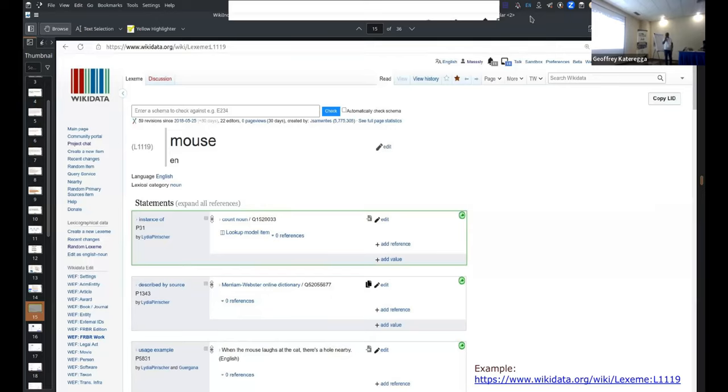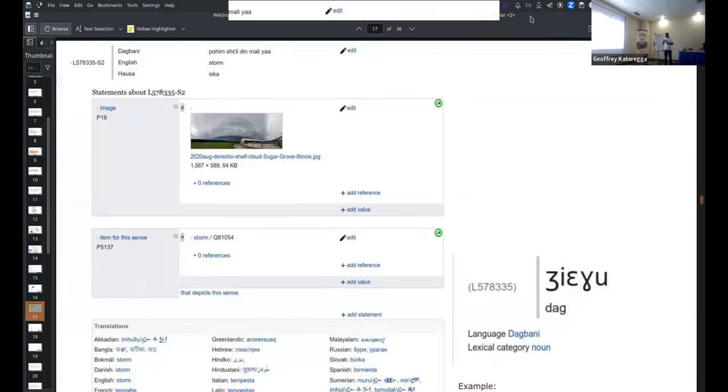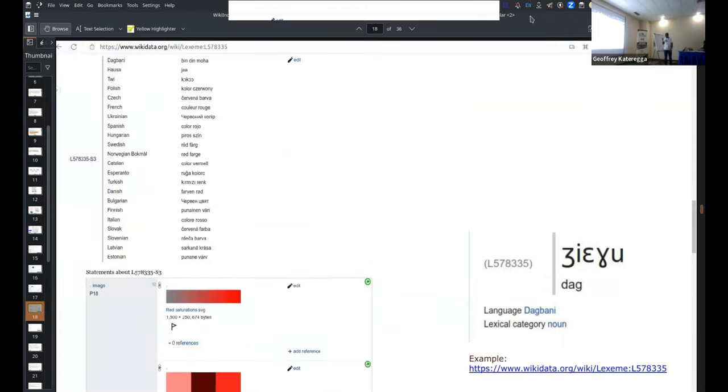And another example in the next slide is a word, jaw, which will have several meanings. One of the meanings of this word, so one of the senses, is that it means smell, jaw. Next slide. The same word, jaw, in another context could actually mean a storm. Okay, and the same word, jaw, could actually mean the color red in the band. So these are the three different senses of the word jaw in the band.